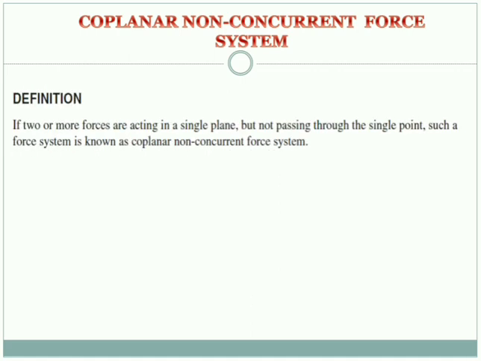So what is a coplanar non-concurrent force system? If two or more forces are acting in a single plane but not passing through the same single point, such a force system is known as coplanar non-concurrent force system, okay. So here we have two forces which are in the same plane but they are not passing through a single common point, hence those are coplanar non-concurrent force system.